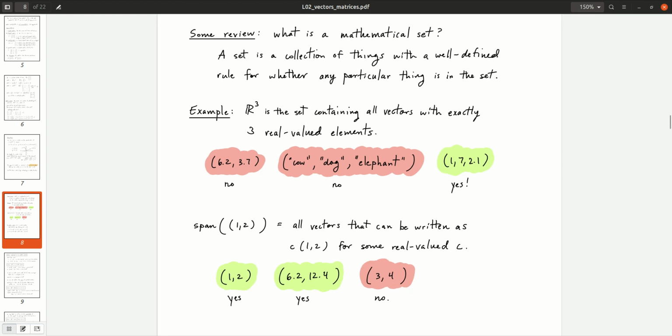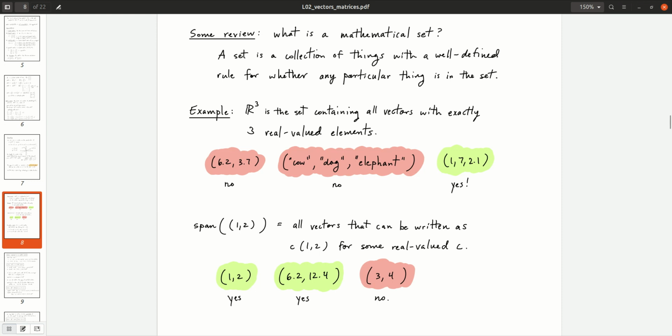So we define the span of a vector as a set of vectors. So the span of this vector, 1, 2, this is all vectors that can be written as a scalar, c, times 1, 2, for some real valued scalar, c. So let's look at this first one. 1 comma 2 is equal to 1 times 1 comma 2. So therefore it satisfies the rules of the set. So yes, it's in the set. 6.2 comma 12.4 is 6.2 times 1 comma 2. So this one is in the set.